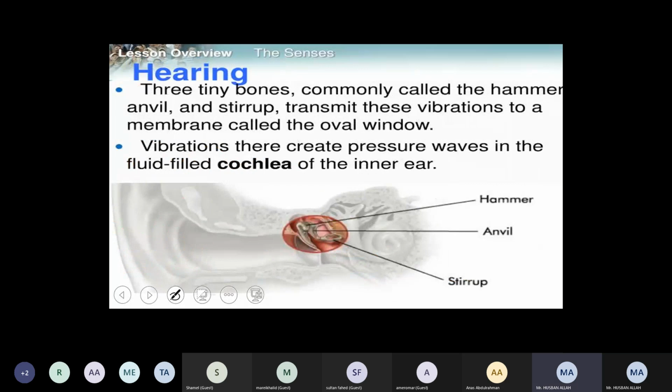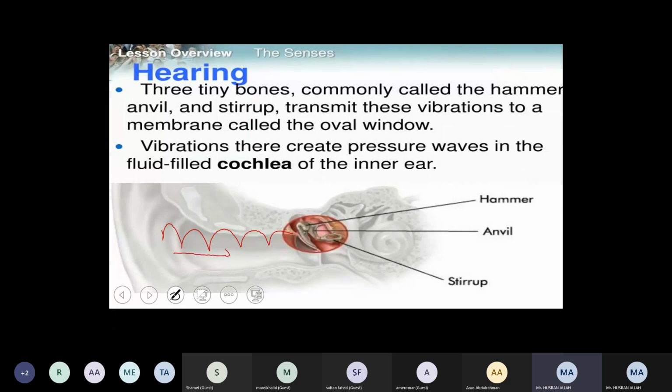Three tiny bones, commonly called hammer, anvil, and stirrup. These are the three bones present in the ear, right? They transmit these vibrations to the membrane called the oval window. So when the vibration comes from outside, let's suppose this is a sound that has come to the ear. In the ear we have three small bones: the hammer, anvil, and stirrup. These three bones transmit this signal, right?